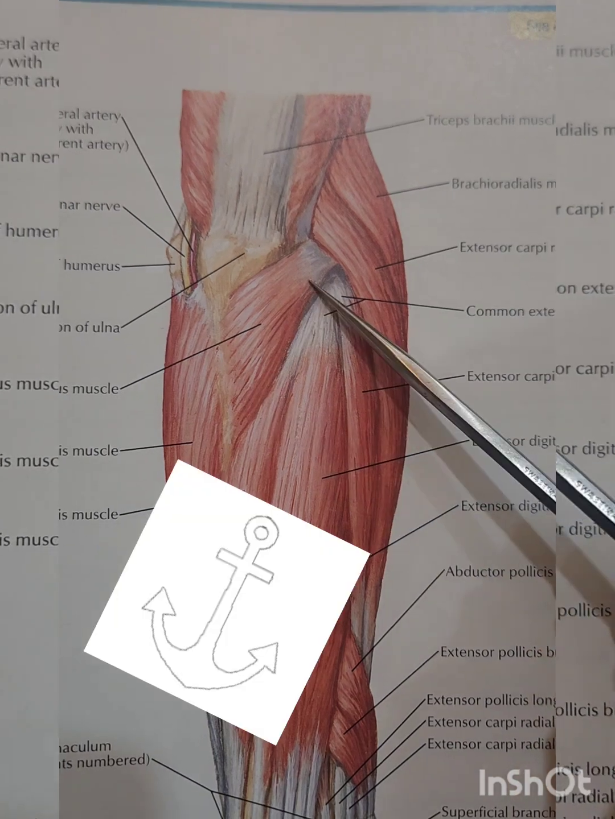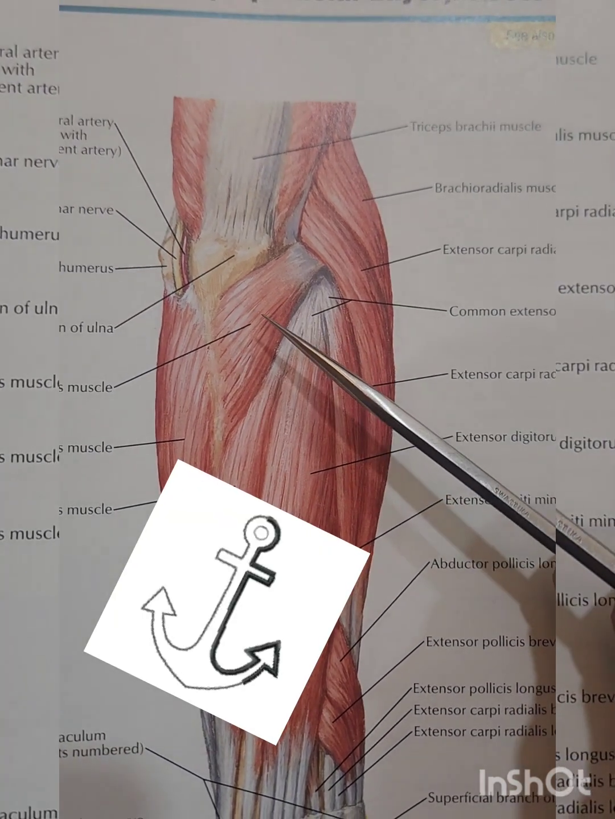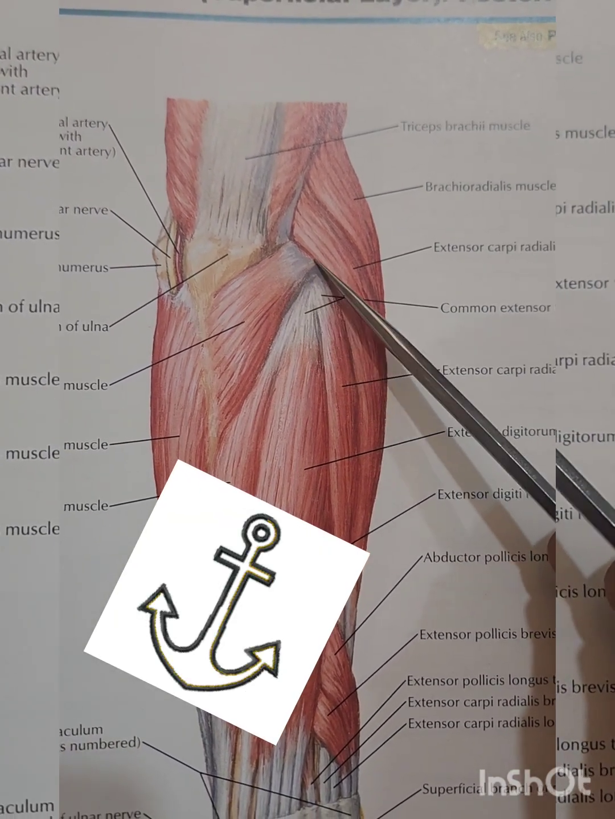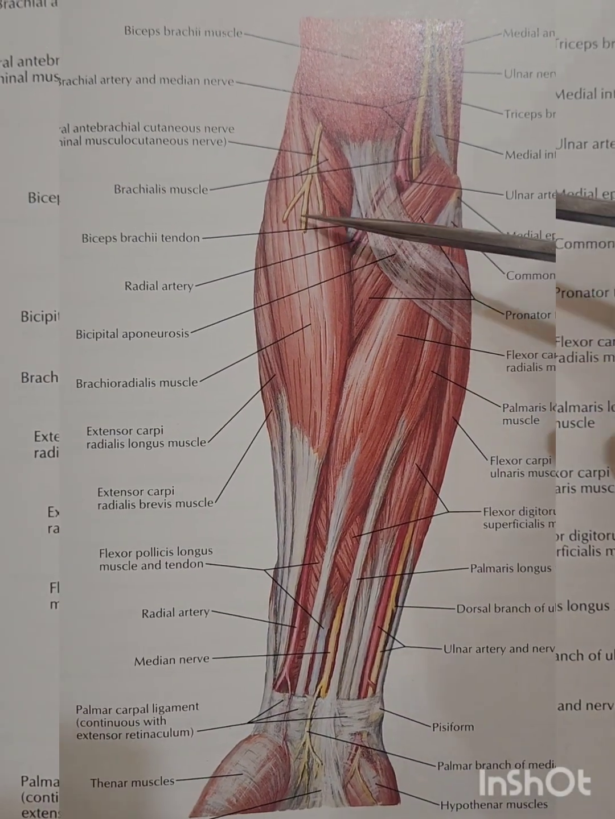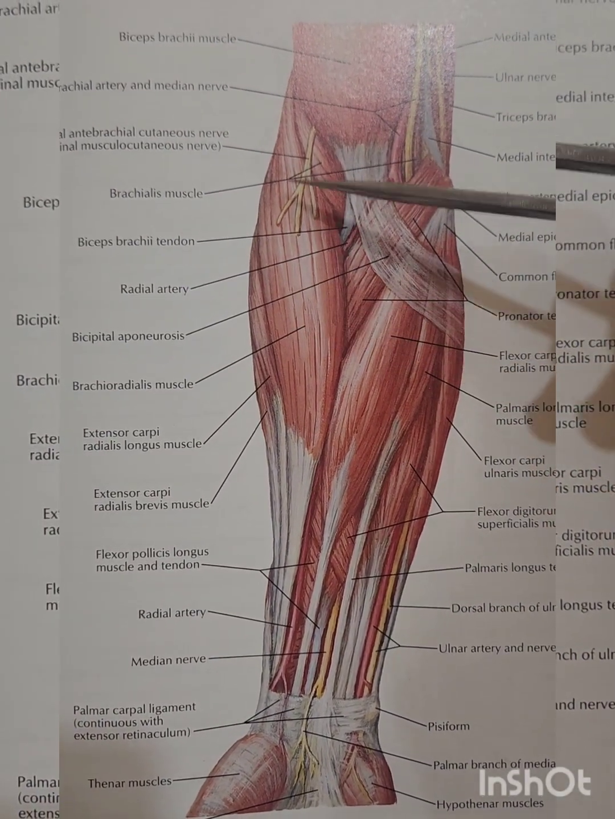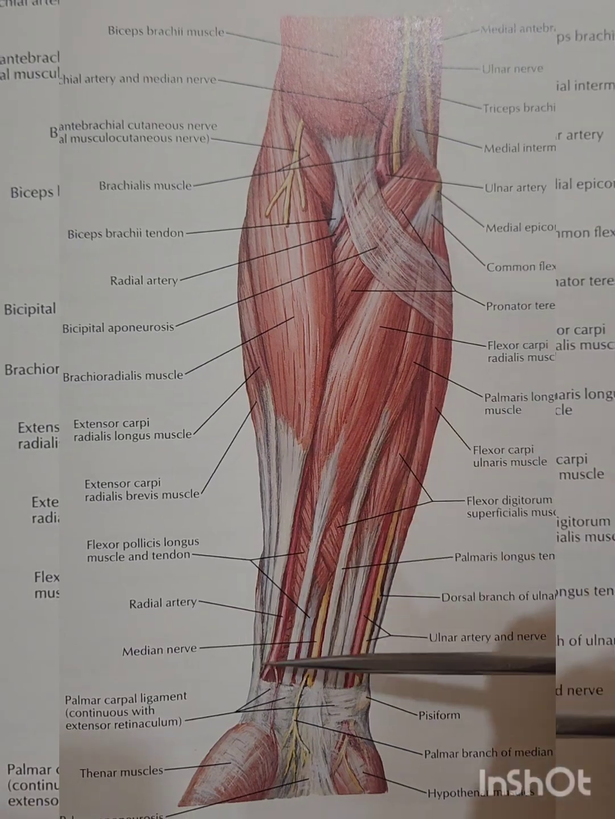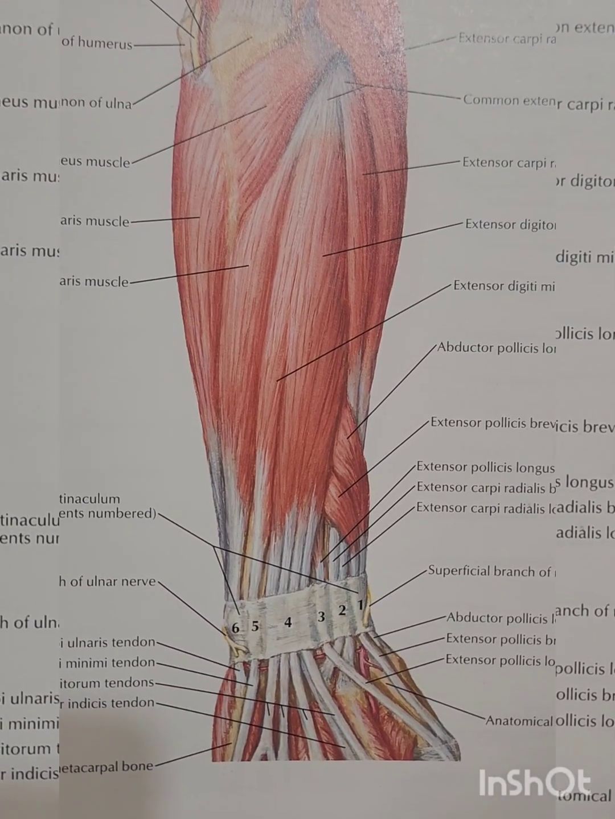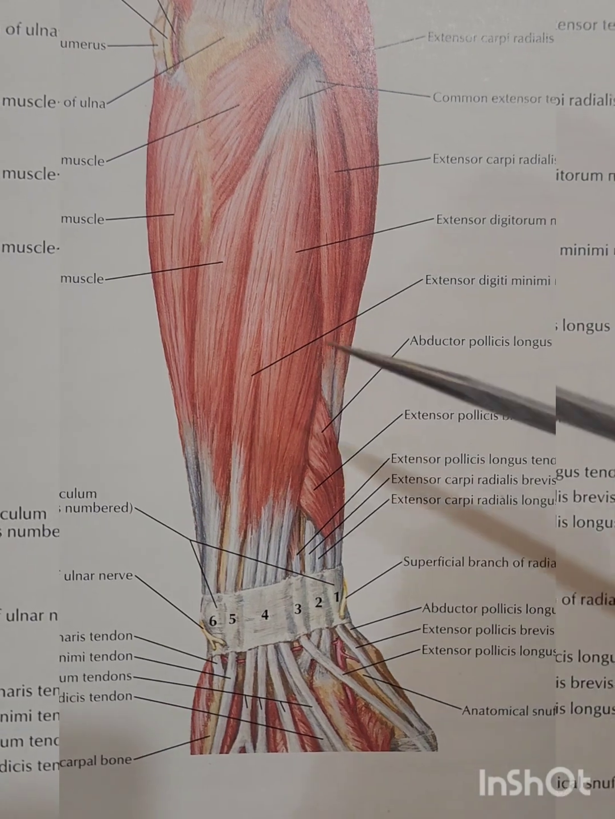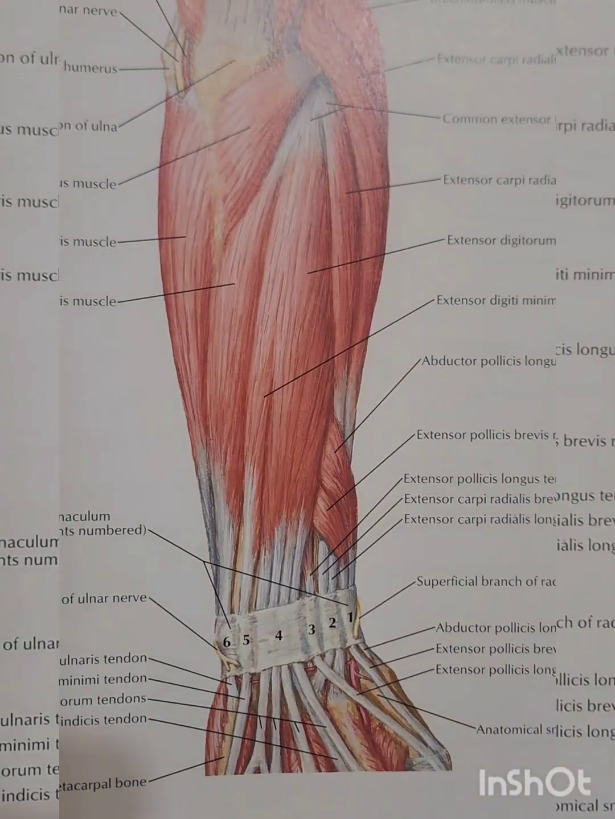Anconeus, which anchors the upper end of radius and ulna together during pronation and supination, preventing them from separation. Brachioradialis tells the attachment from brachium to radius. In the same way, extensor muscles: extensor digitorum, extensor digiti minimi, extensor indicis.